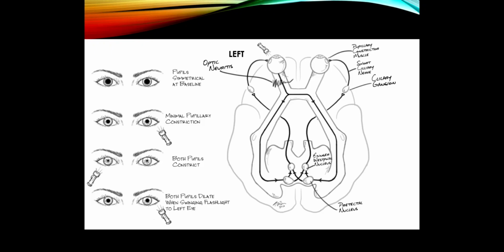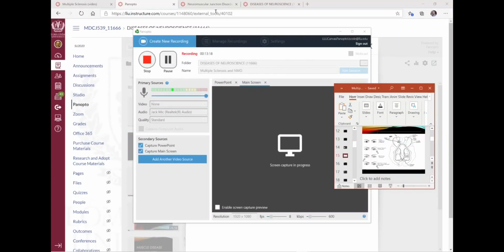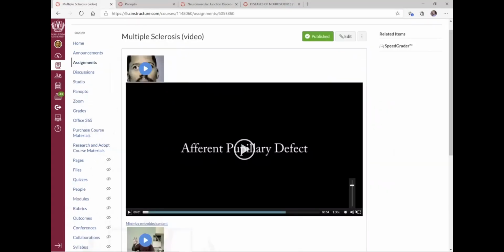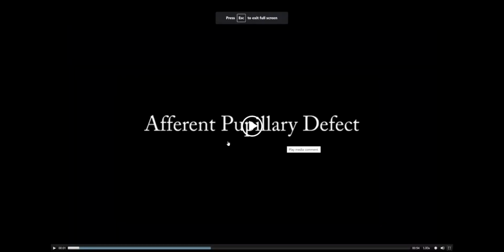All right, so I'm going to try showing you a video here. We'll see if this works, of a patient who has an afferent pupillary defect. Now, the camera goes out of focus here initially, but towards the end of the video, I think it shows up pretty well.